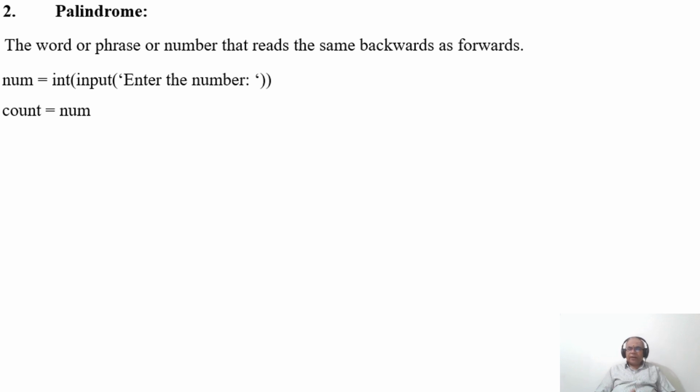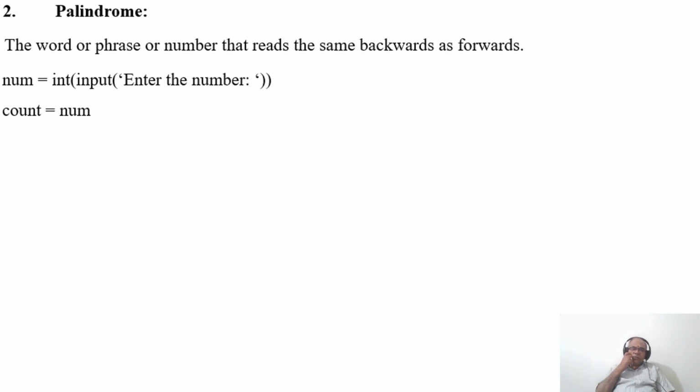I will be using a number. So num is the variable which I want to create. Here I use input, enter the number, but we have used int also, because the moment I enter a number with input, it always converts into a string. But if I want to operate on a number, it should be in integer form or a float number. So therefore, I need to convert.